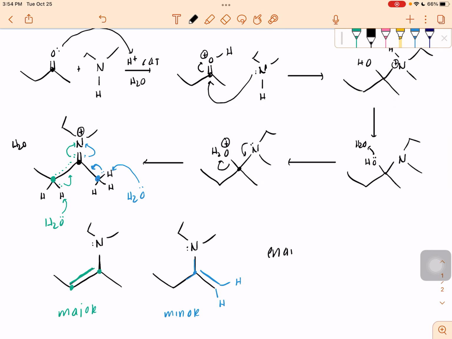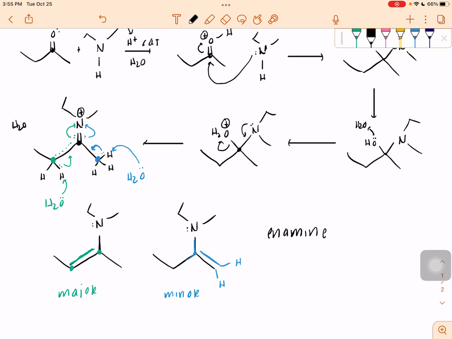And referencing my haha joke at the beginning of the video, this reaction is my enemy, making this product formation an enamine. And this is different from an imine because my enamine product has a single bonded carbon nitrogen, but my imine has a double bonded carbon nitrogen, and that's the difference between these two.